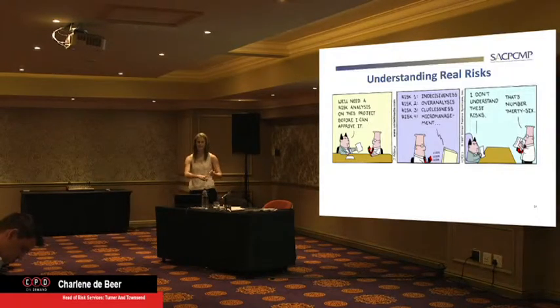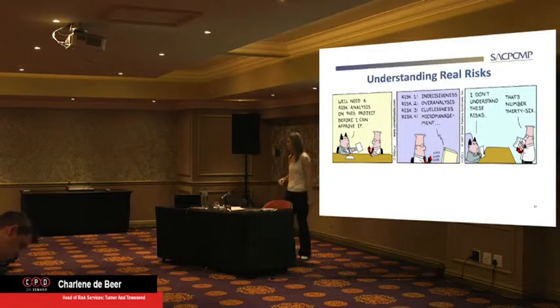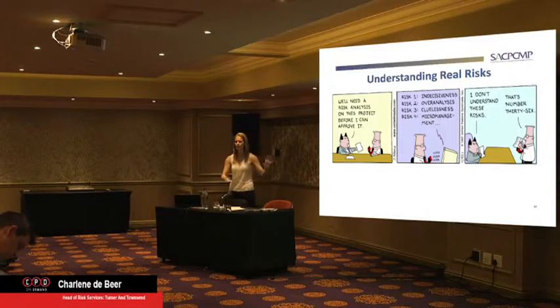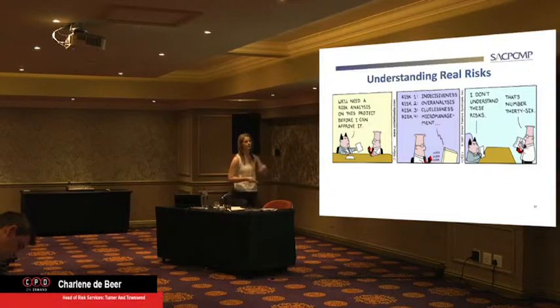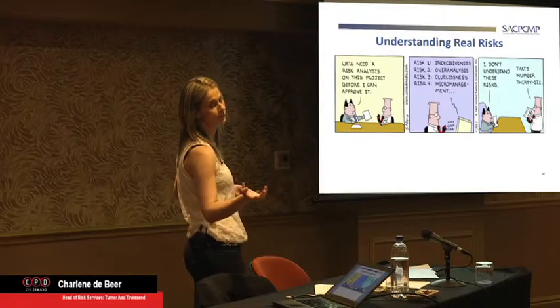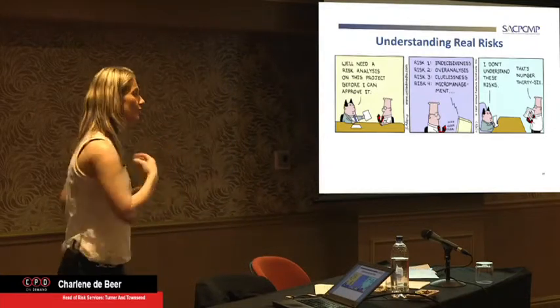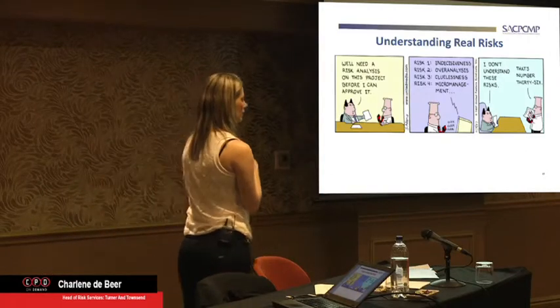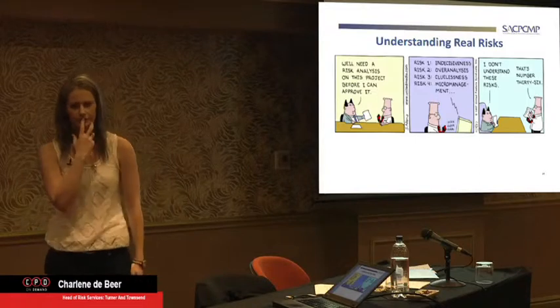He's saying, well, indecisiveness, over-analysis, cluelessness, and micromanagement, they are all risks. And then he goes back to the director and he says, well, yeah, I did the risk for you on the project. And he says, well, I don't understand these risks. The risk champion says, well, if you refer to risk number 36, we knew the risk was that you weren't going to understand it, right? So the problem is, do we ourselves know what a real risk is? What is a real risk?